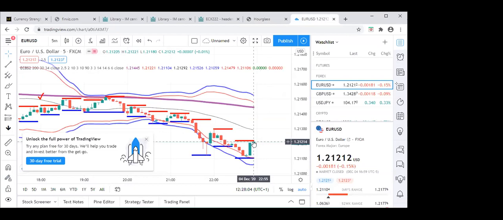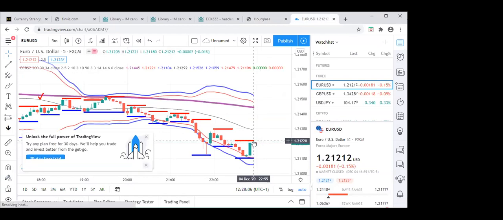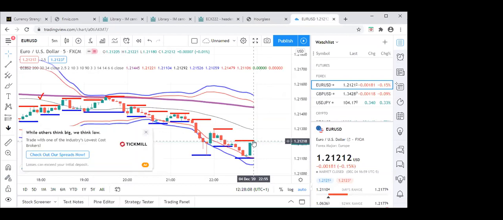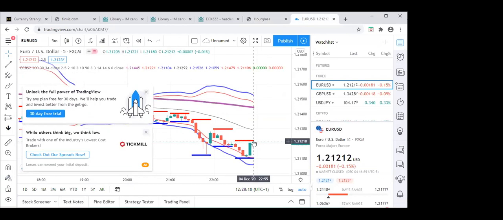You put your cursor here, the number here, 1.21218, should be your entry. It could be around there, it could be at that number, it could be a little bit higher or a little bit below, but that is around the area you should be looking at entering this trade. That is number 3.